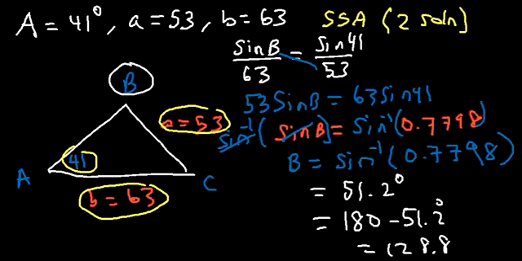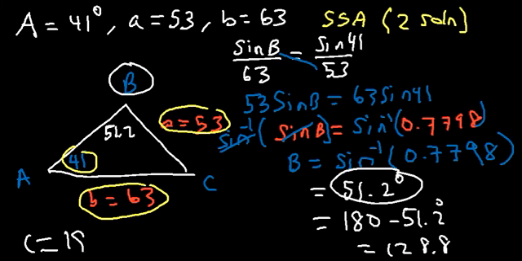So what we're going to do is we're going to solve two triangles. This is going to be the first one, where B is 51.2. And then we'll solve the second triangle as well. So let's find angle C. Well, it's 180 minus 41 minus 51.2. So angle C is equal to 87.8 degrees.